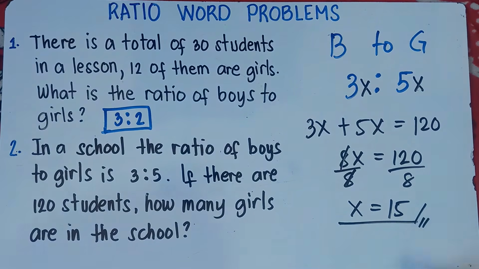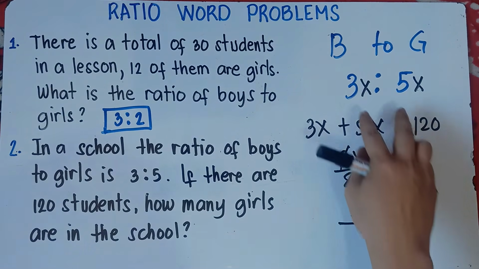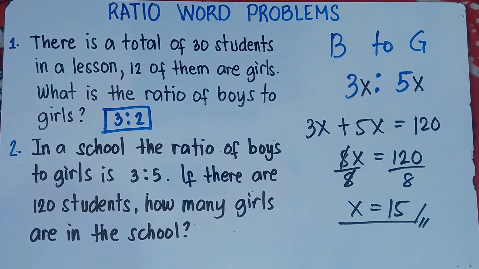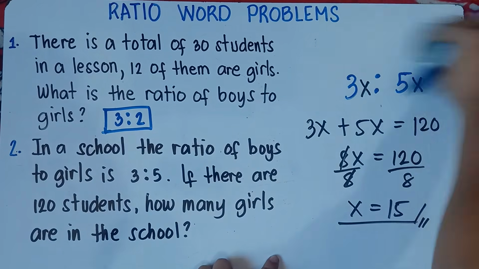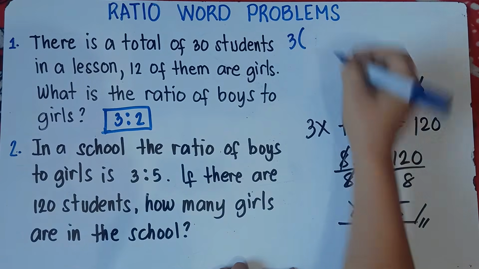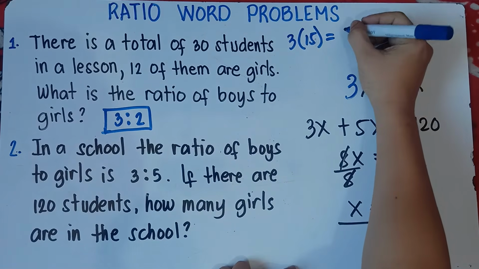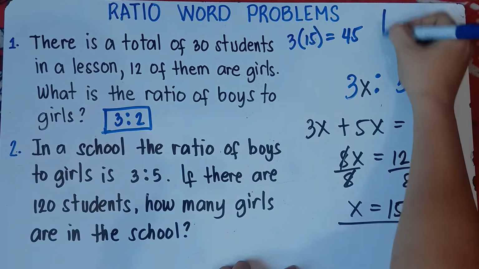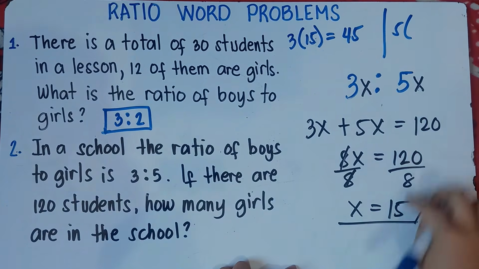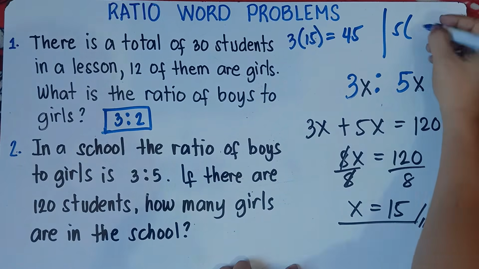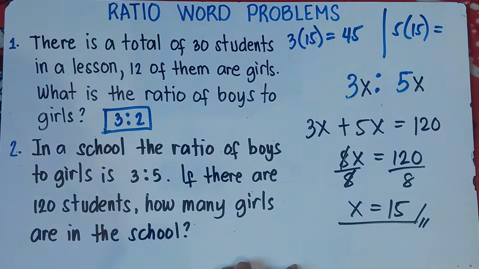But this is not our answer, class, because we need to substitute this x into the given ratio so that we can get the number of boys and the number of girls. So 3 times x, and our x is 15. So 3 times 15, that would be 45. And the other one, 5 times our x, which is 15. Substitute the value of x. So 5 times 15, what's the answer, class?